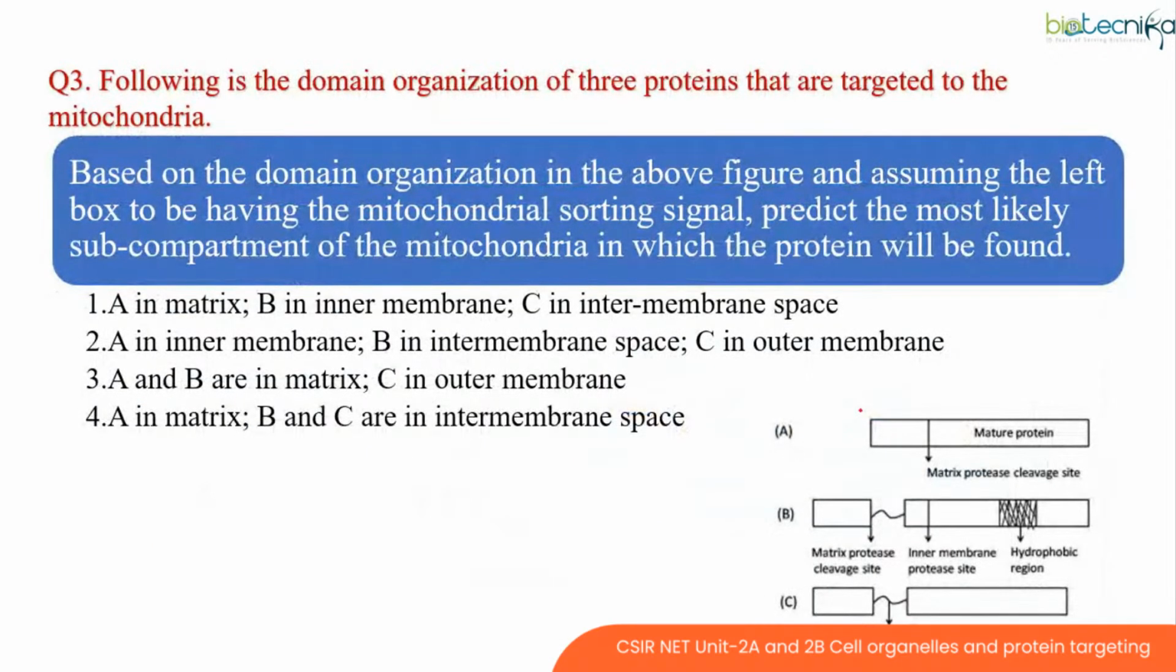The next question. Following is the domain organization of three proteins that are targeted to the mitochondria. Based on the domain organization in the figure, and assuming the left box to be the mitochondrial sorting signal, predict the most likely subcompartment of the mitochondria in which the protein will be found. So this is the image given to you, and you have to identify where protein A goes, where protein B goes, and where protein C goes.